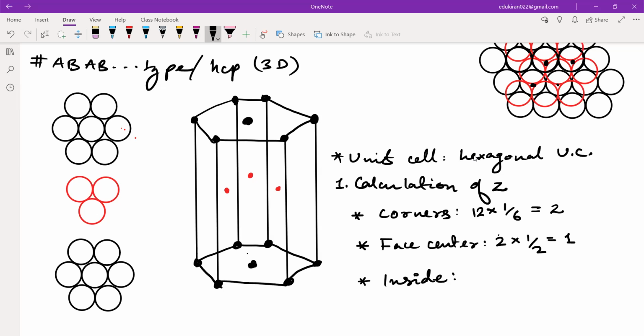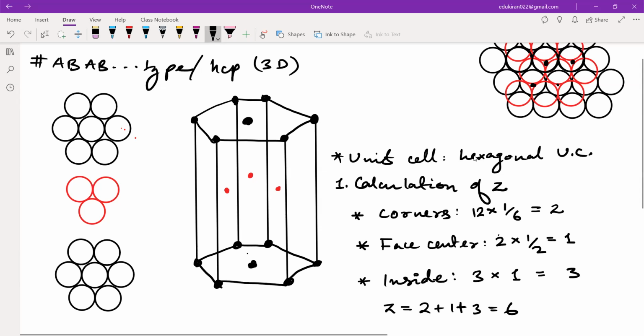Now inside atoms there are 3. All face centered atoms in all shapes are 1 by 2, they will always be 1 by 2. Inside ones will always be 1 because they're completely inside. So this will be equal to 3. And hence Z is equal to 2 plus 1 plus 3, which is equal to 6. Is that right? Yes or no? Yes.